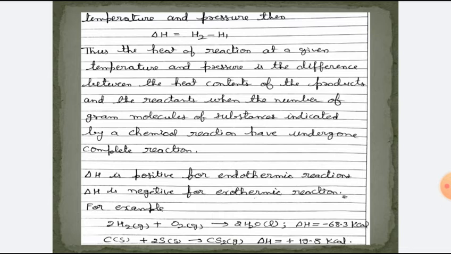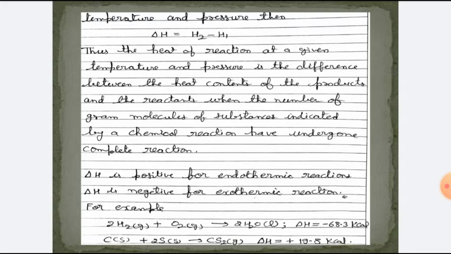For example, the thermochemical equation in which 2 moles of hydrogen react with 1 mole of oxygen and give 2 moles of water. In this chemical reaction, the enthalpy change is minus 68.3 kilocalorie, which indicates that the heat content of the system decreases by 68.3 kilocalorie if 2 gram mole of gaseous hydrogen combines with 1 mole of gaseous oxygen to yield 2 gram mole of liquid water.